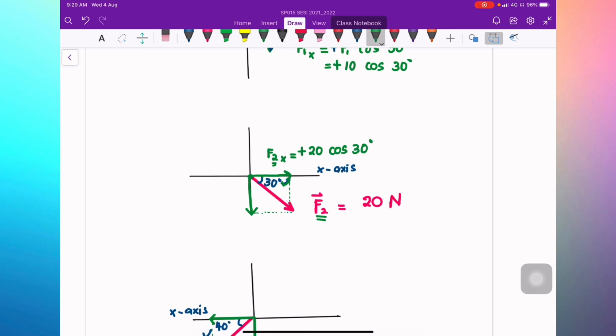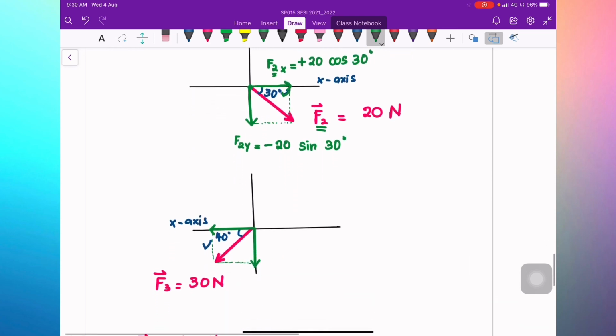Okay, next. For the y-axis here, F2y equals 20 sin 30. The arrow is downward, so downwards means negative direction. And so on. Alright. Good luck.